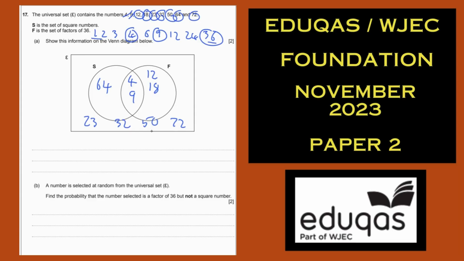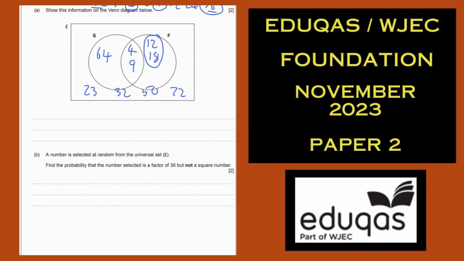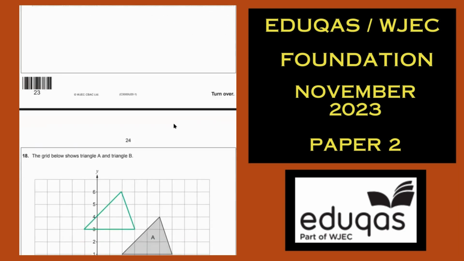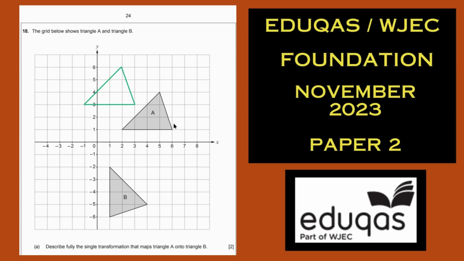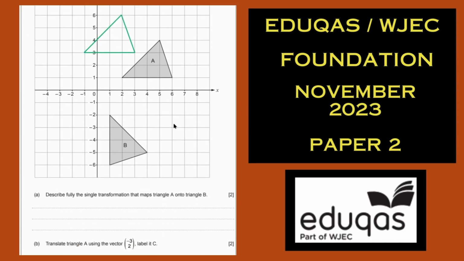A number is selected at random. Find the probability it is a factor of 36. So that's them, but not a square number. Those two. They are the factors of 36, which are not square numbers. There's 2 of them out of 9 numbers we've put in the grid, in the Venn diagram. Number 18, yep, more cheating from me. But that's for part B.